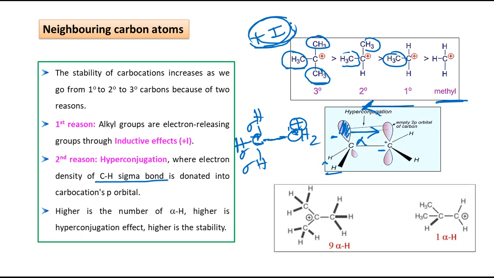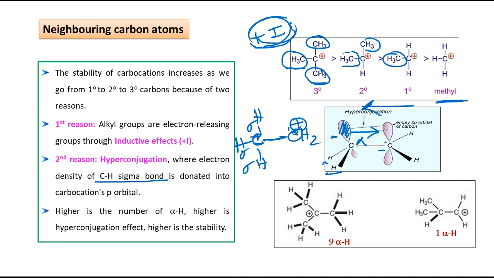That is the reason, if you look at these two examples, the first one is basically Me3C plus, where 9 alpha hydrogens are present. All the alpha hydrogens are here shown with bold bond. You can see these are the alpha hydrogens.